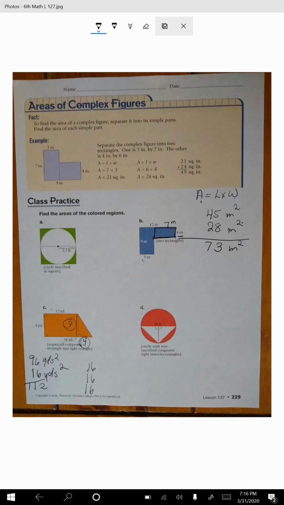So you have this circle here, and they only want the area of the colored region. So the only thing that's colored are these little corners right here. This is all they want the area of. So how are we going to do that? Well, step number 1 is we're going to find the area of the whole thing. Okay? And it's a square.